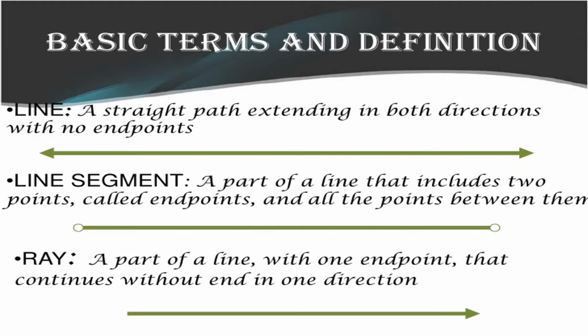A line segment is a part of a line that includes two points called endpoints and all the points between them. Next is ray, a part of a line with one endpoint that continues without end in one direction.